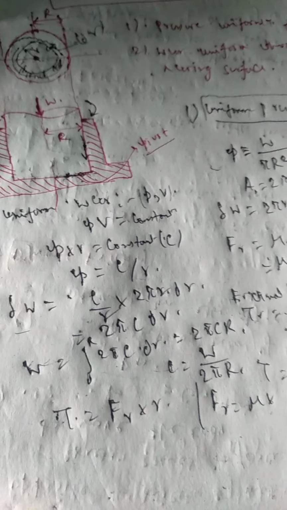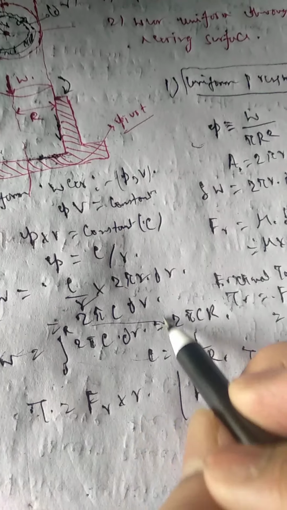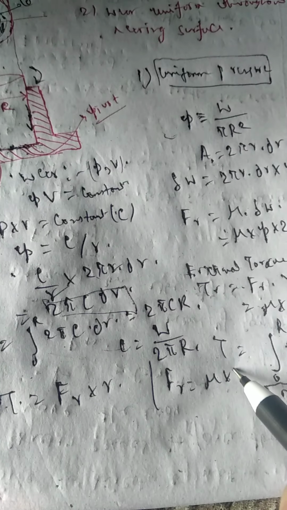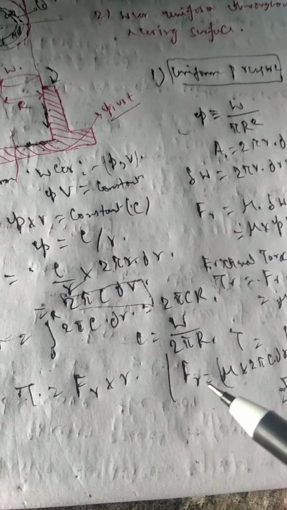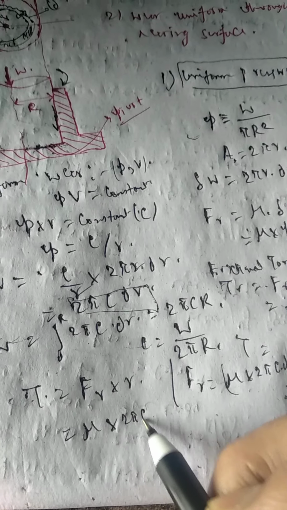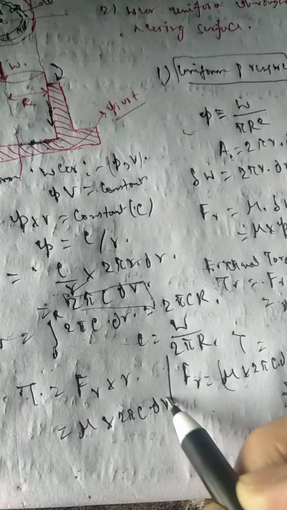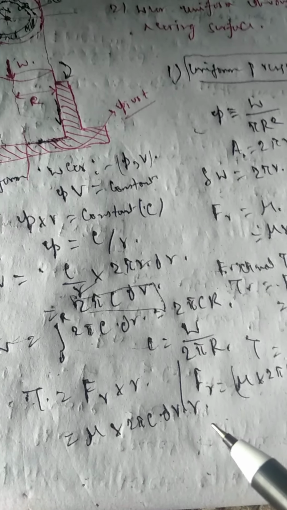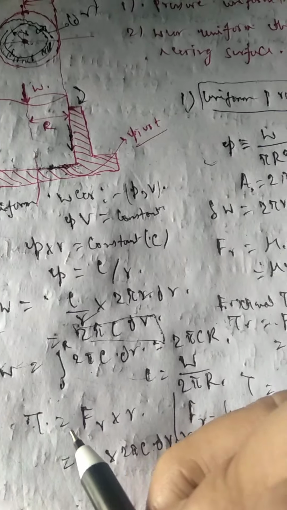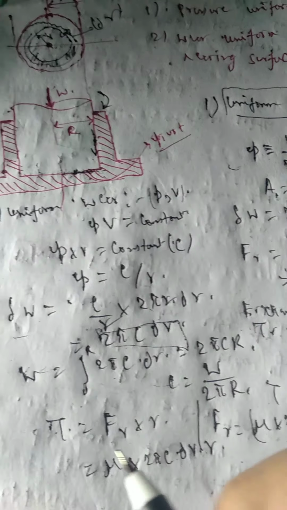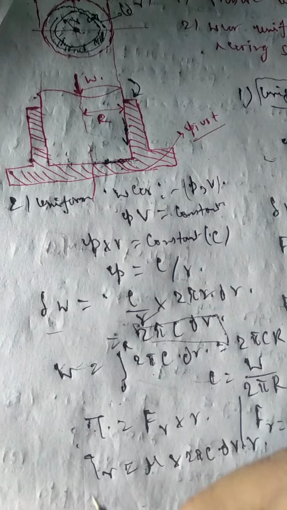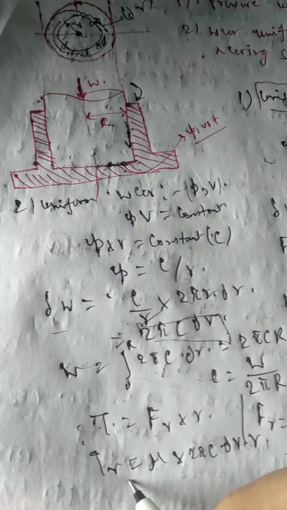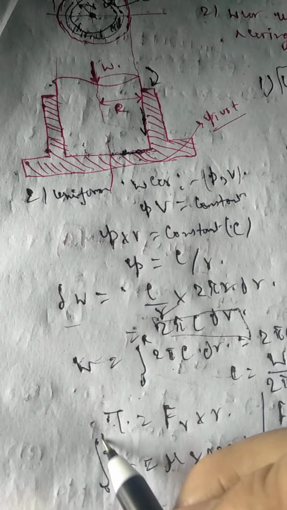mu into this value, this 2 pi c into dr. So mu into 2 pi c into dr into r. Okay, so this will be the torque at radius r. Now when we integrate this from 0 to R, we will get T.